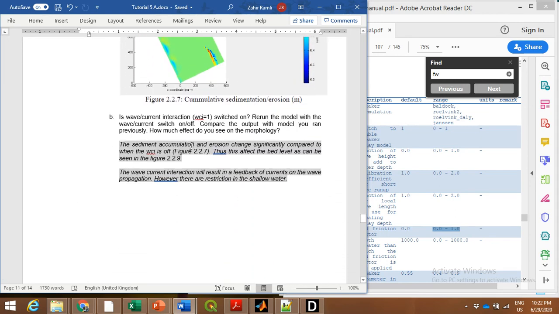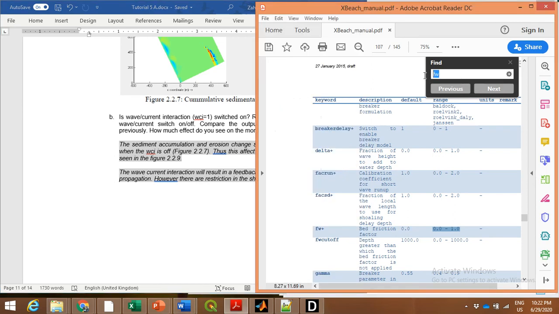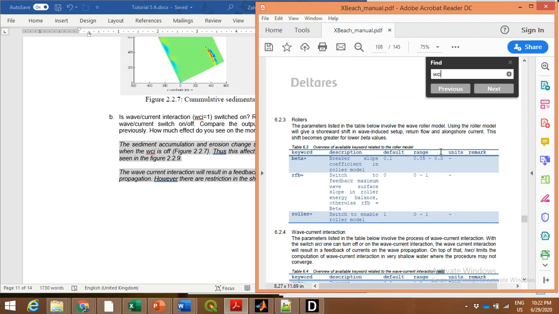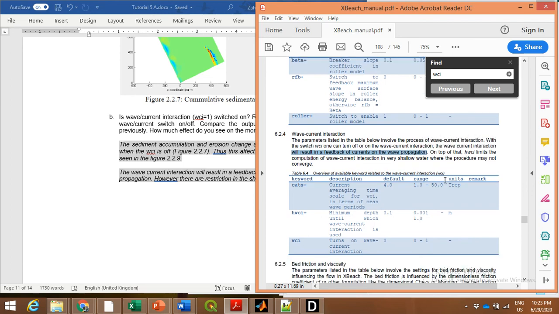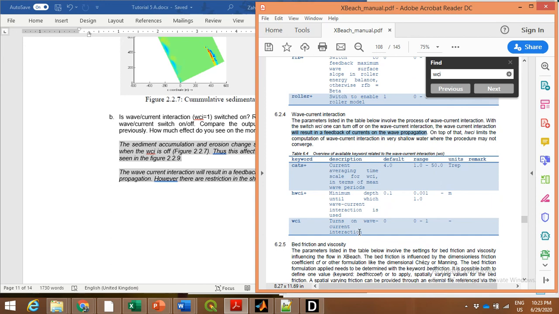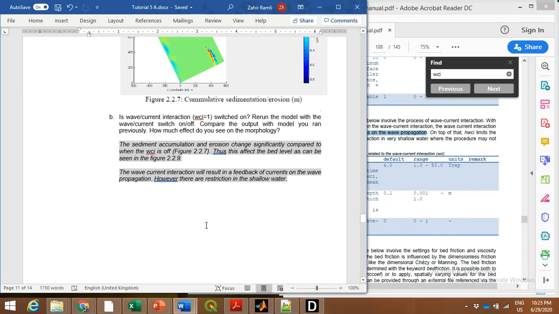And last but not least, is with current interaction switched on. Rerun the model with the current interaction switched on. Compare the output with the model you ran previously. How much effect do you see on the morphology? WCI, wave current interaction. The wave current interaction will result in a feedback of current on the wave propagation. So you can turn it on or turn it off, and you can compare the result. What effect does it have on your simulation?